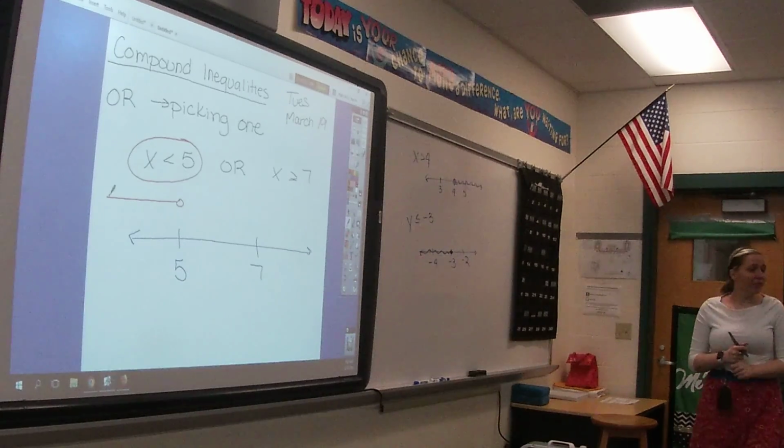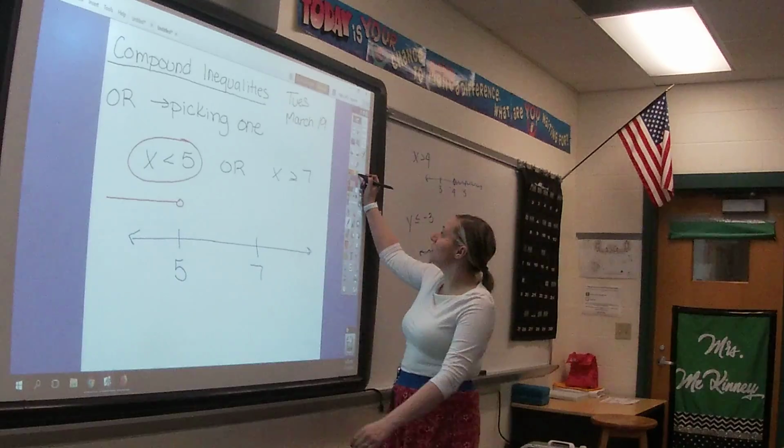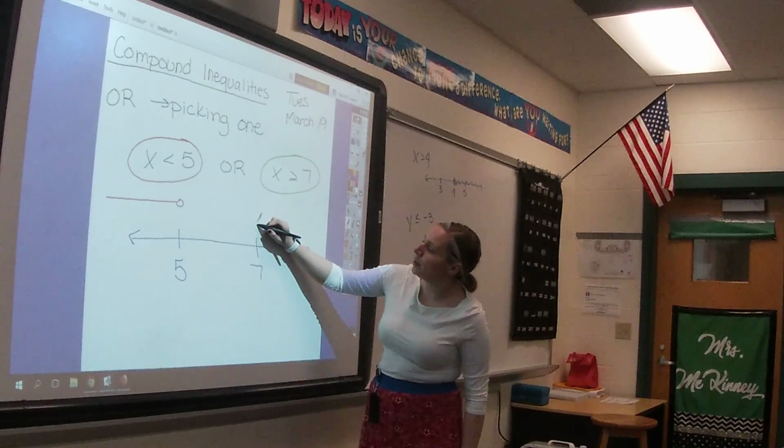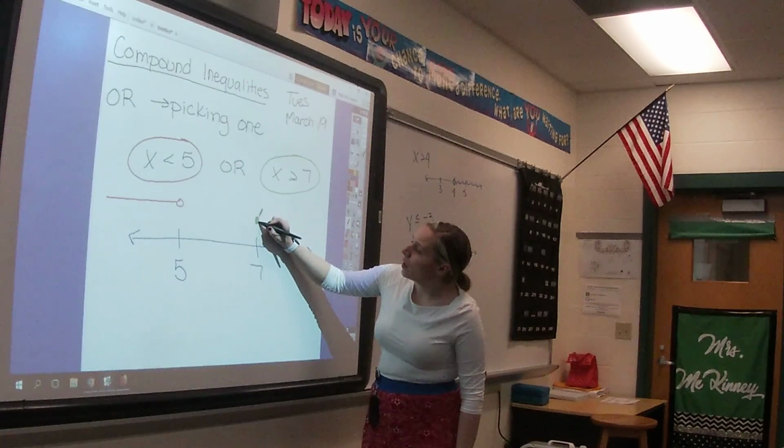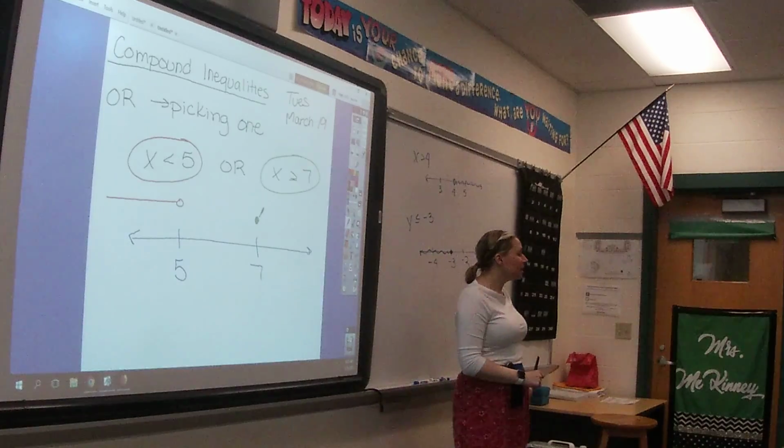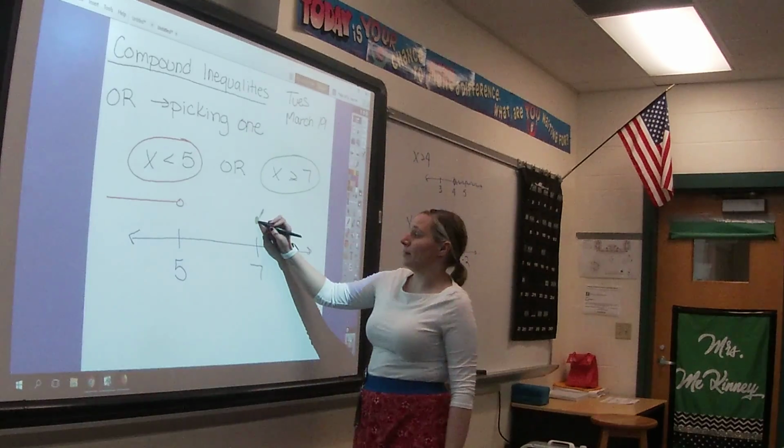So now let's look at the other one, right? Open or filled in at 7? Filled in, closed. And are we going to shade to the right or to the left? Right. To the right.